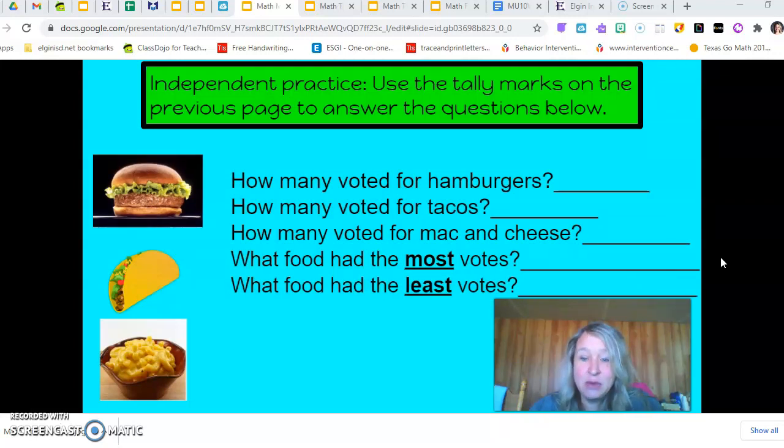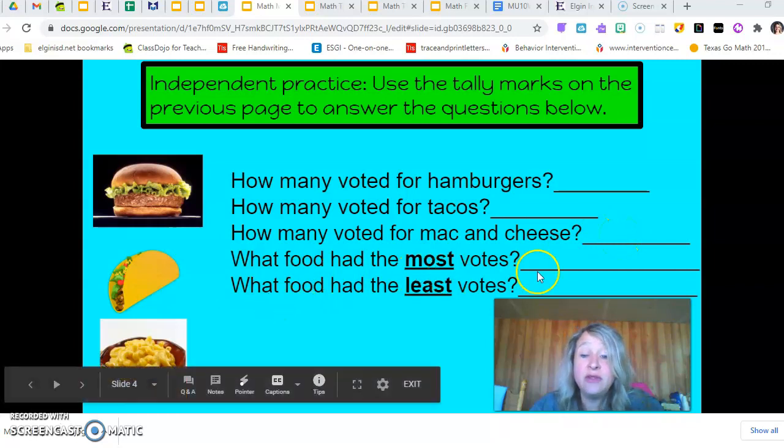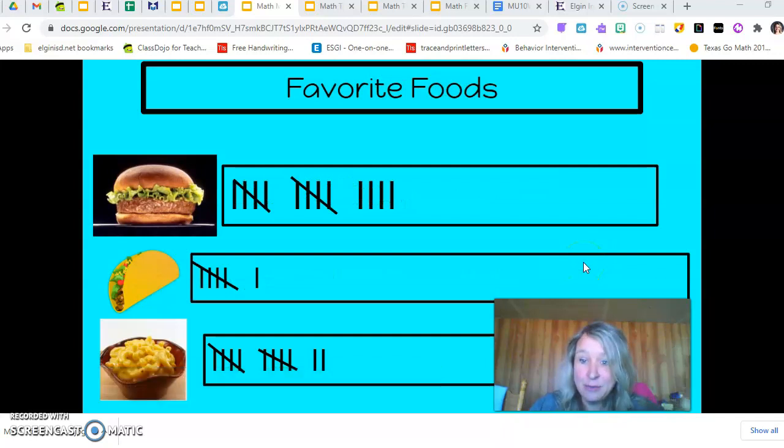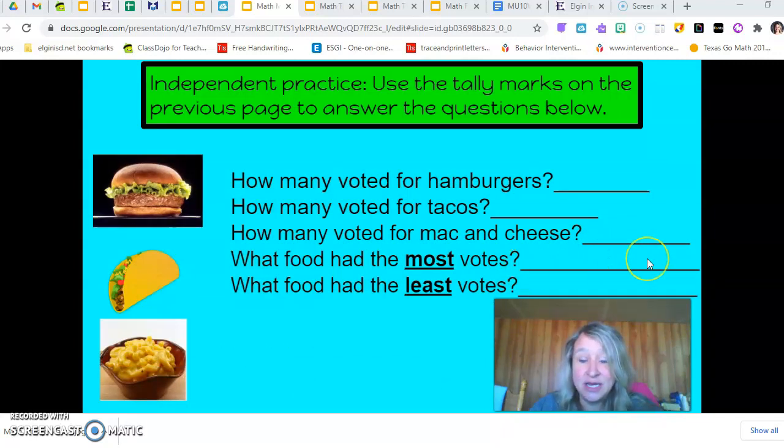Yes, it was hamburgers. Now you need to count the tally marks and write that number here. How many voted for hamburgers? Write the answer here. How many voted for tacos? Write the answer here. How many voted for mac and cheese? You're going to count the tally marks. And what food had the most votes? We just found that. Which one had the most? Hamburgers, right. So that's your answer here.